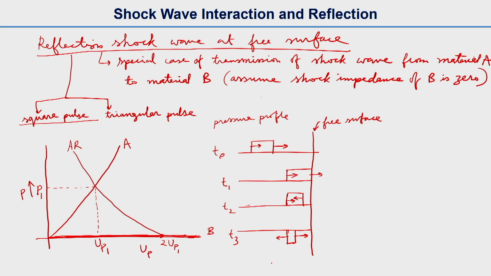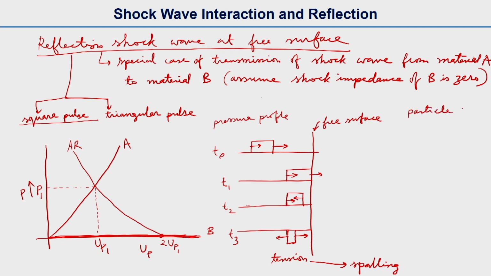So this is tension, and this tension can lead to spalling if the amplitude is sufficiently high. Or, very quickly, we can show the particle velocity.